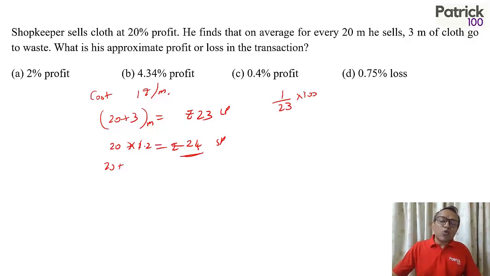So you can make out it's more than 4%. 1 out of 25 is 4%, so 1 out of 23 will be slightly more than 4%, option B. Approximate calculation helps to be fast. If you use a calculator, you'll get the answer accurately, but that wastes time. The moment I know that 1 upon 25 is 4%, it has to be more than 4%. Look at the options and you get the answer quickly.